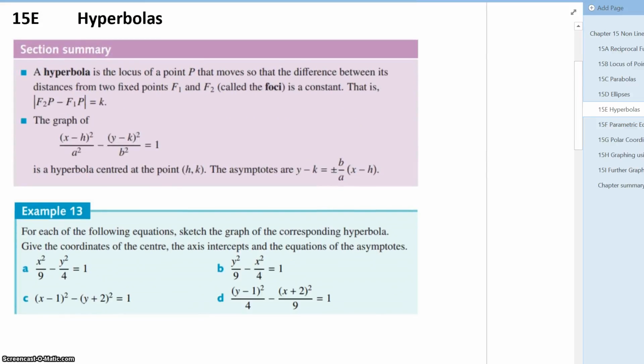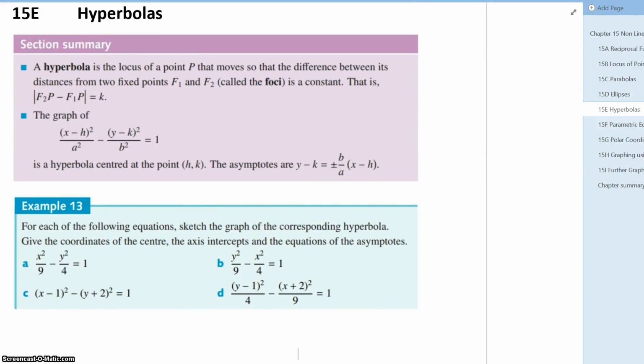Hi and welcome to this video on hyperbolas. They're slightly different to the standard ones that you might learn in math methods, but they have the same ideas of asymptotes and approaching things.